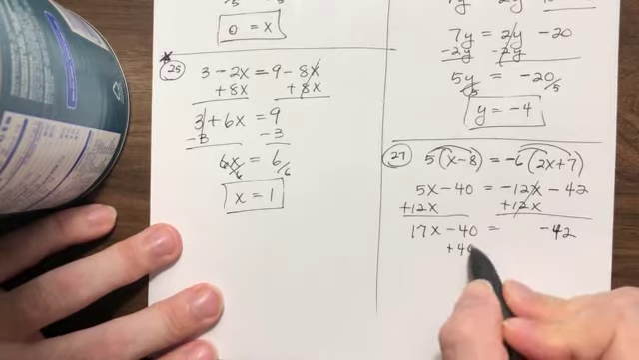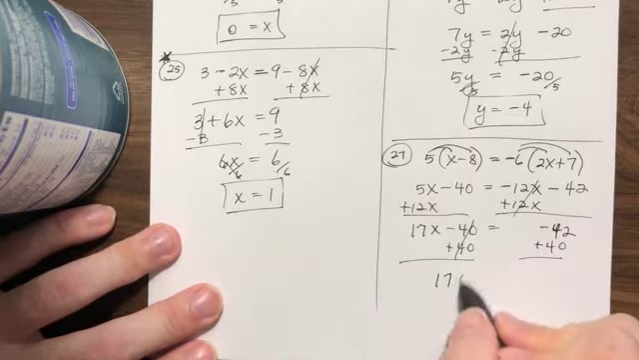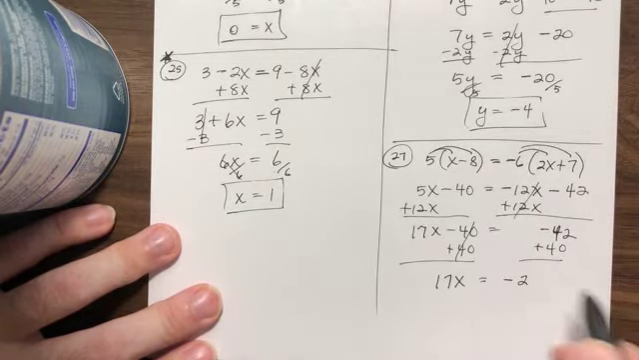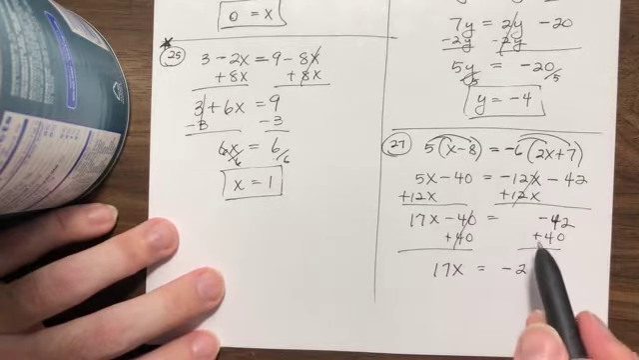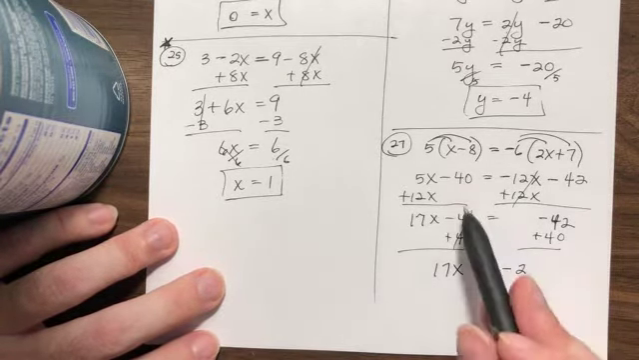I need to add 40 to both sides to get rid of him. I'm left with 17x is equal to, what is that? Negative 2? Yep. So different signs subtract. Keep the larger number's sign. That's the rule, right? So the 40s are gone.